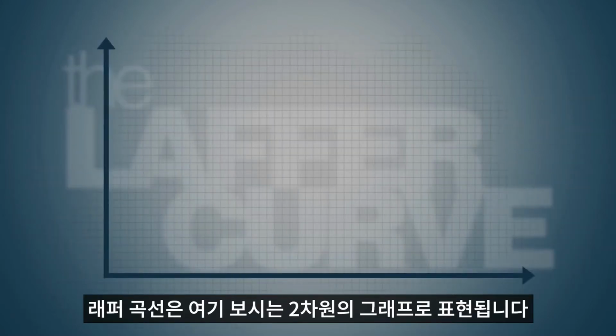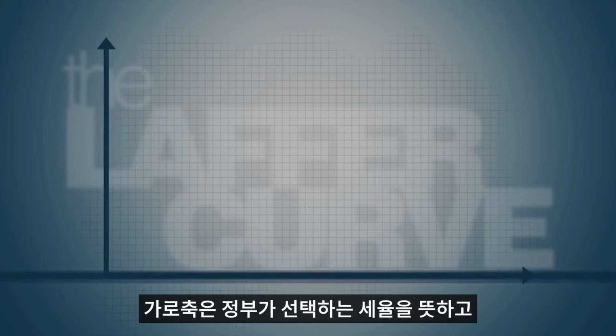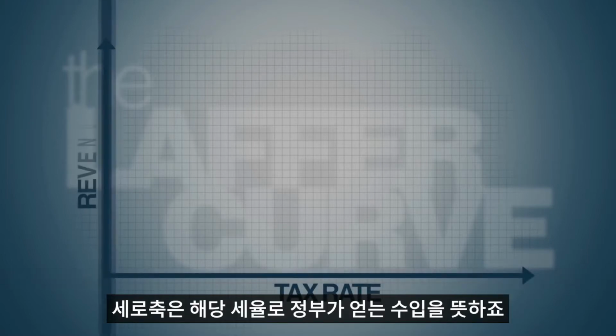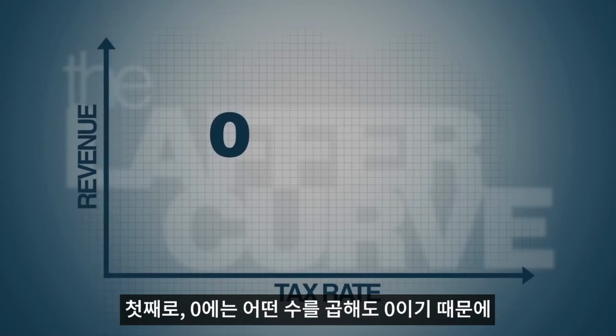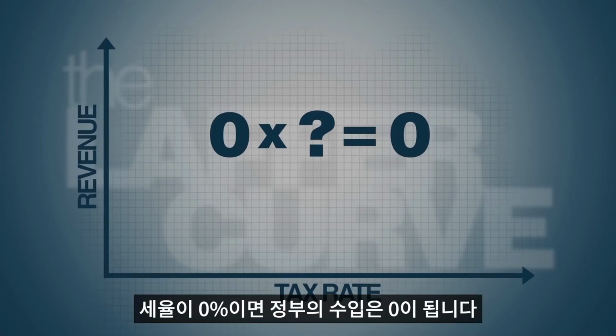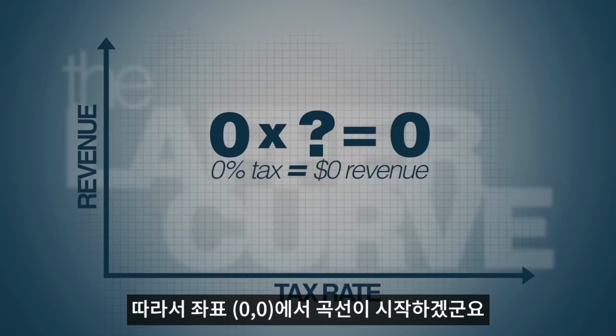The Laffer curve is illustrated here by a two-dimensional graph. The horizontal line is the tax rate that the government chooses, and the vertical line is the revenue that the government receives from that tax rate. First, because 0 times any number is 0, if the tax rate is 0, then the government receives 0 revenue. Accordingly, (0, 0) is our first point on the curve.